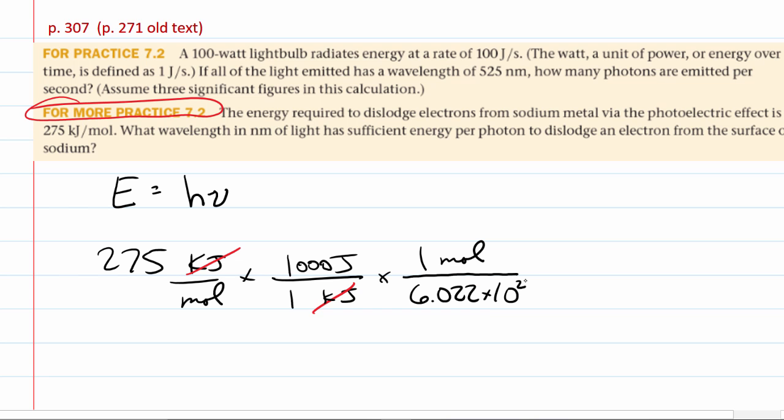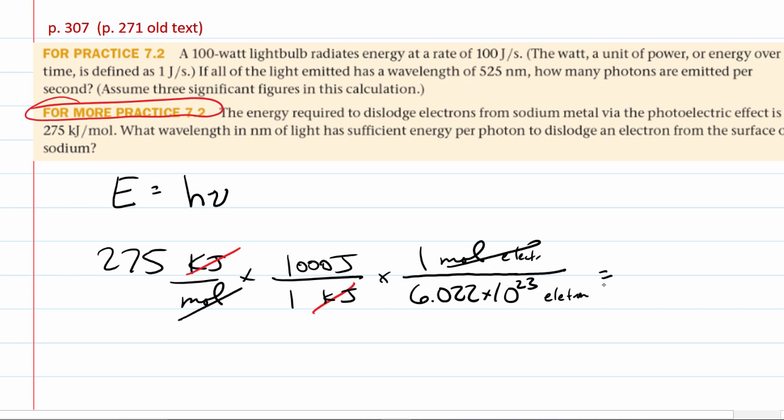6.022 times 10 to the 23rd. And again, if we're talking about electrons, it doesn't really matter if it's electrons or photons we're talking about. Let's say it's per electron. So there's 1 mole of electrons. This is going to cancel out here and here. And so this will be the number of joules to kick out per electron.